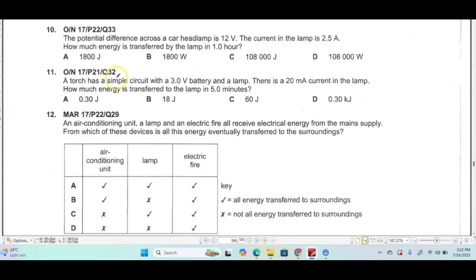Question number 10. The potential difference across a car headlamp is 12 volts. The current in the lamp is 2.5 amperes. How much energy is transferred by the lamp in 1 hour? So again, we have to find out energy.